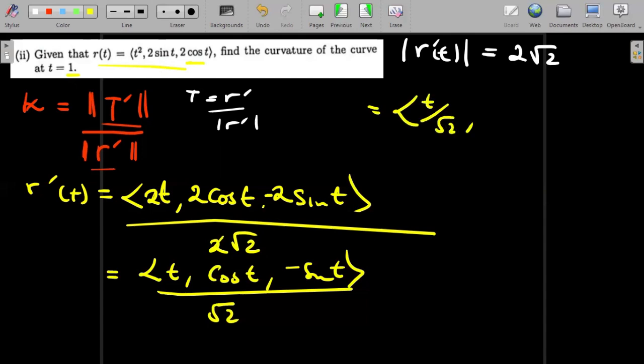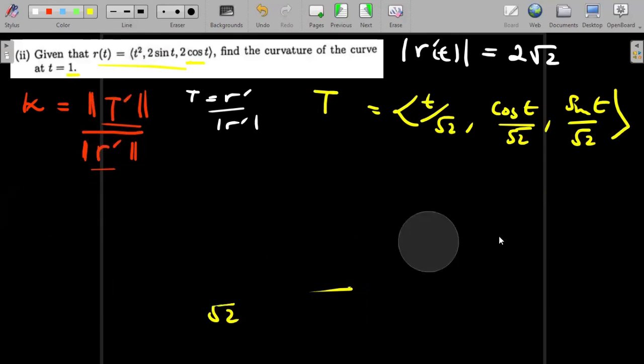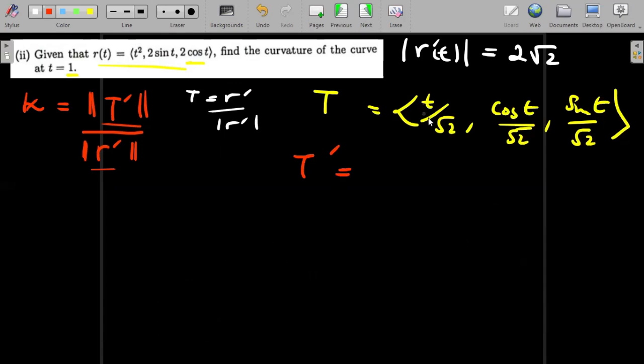Root 2, then cos T over root 2, then I have sine T over root 2, like this. So this is my T. Now from here, you can observe that we can get our T prime. So how do we get our T prime? We just differentiate this.